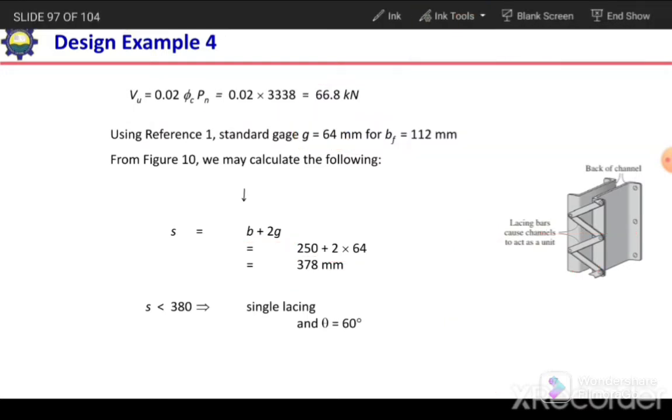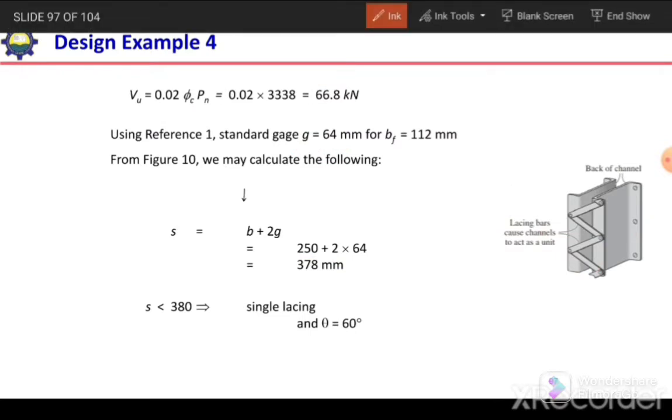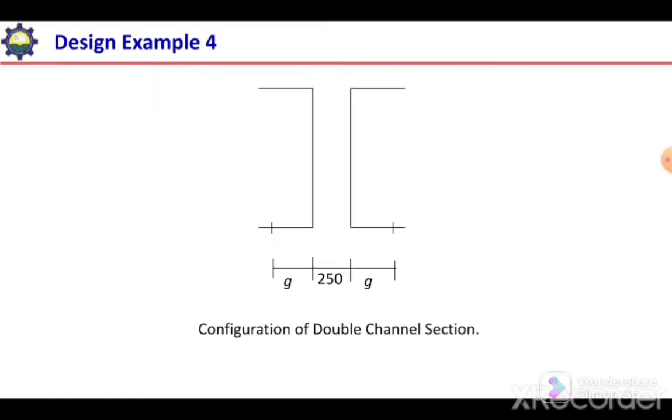Okay. So after that we need to decide whether we should use single lacing or double lacing. For that we have a criteria that if S is less than 380 we should go for single lacing, and if it is more than 380 we should go for double lacing. Our value is 378, less than 380, so we will provide single lacing. In case of single lacing the angle with the vertical is 60 degree, theta is 60 degree.